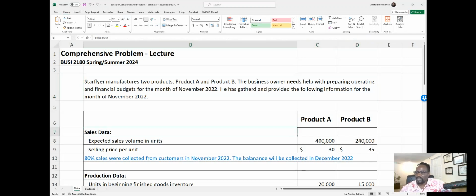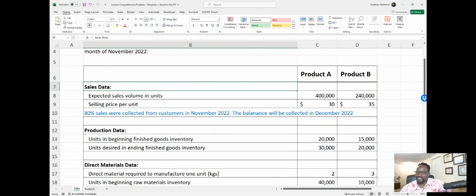As a starting point here, you can see that we have the sales data that's provided. What do we have under the sales data? We have the expected sales in units. How many units does the owner expect to sell for each of the products that this business is selling? We also have the selling price per unit for each of the two products, 30 bucks for product A and 35 for product B.